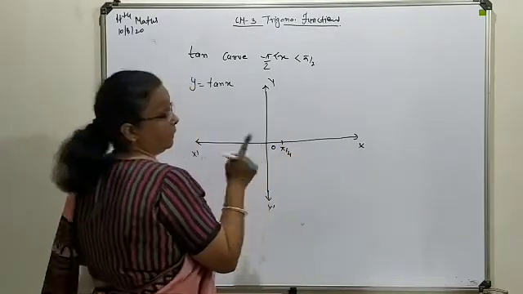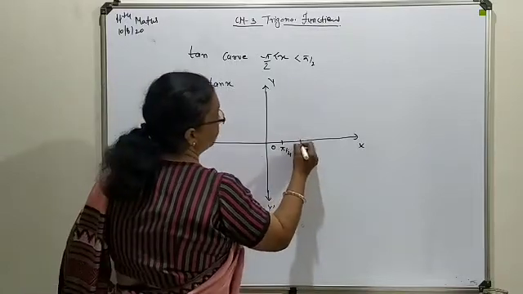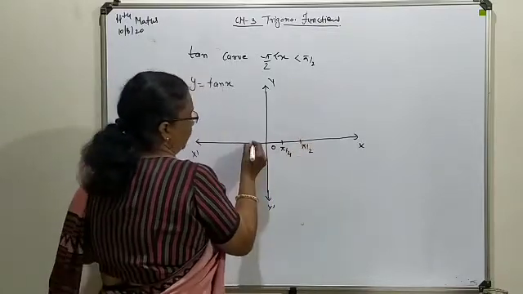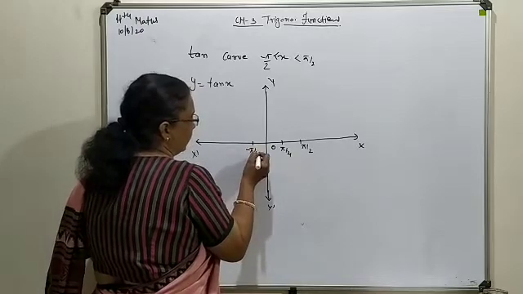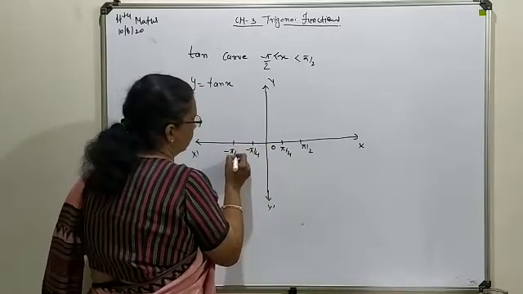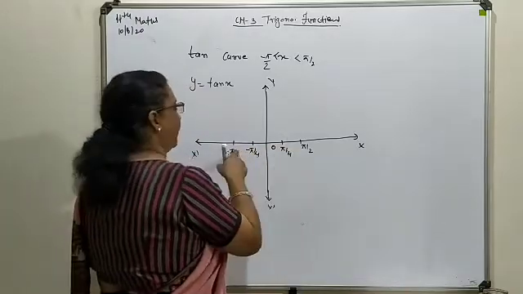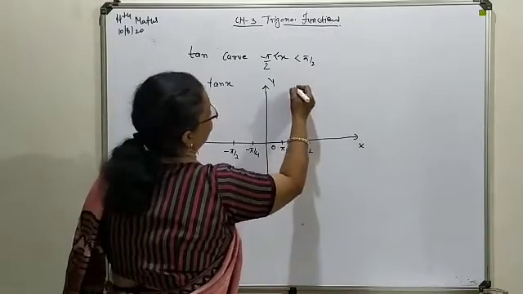Pi by 4, because at tan pi by 4 we have the value one. This is pi by 2. In the negative direction also we have to write the values to make the symmetry of the curve. Now here at pi by 2 and minus pi by 2 we draw an imaginary line.